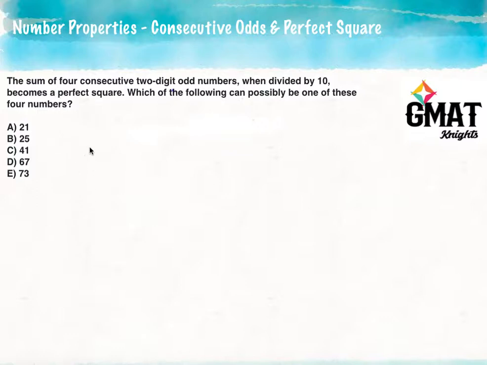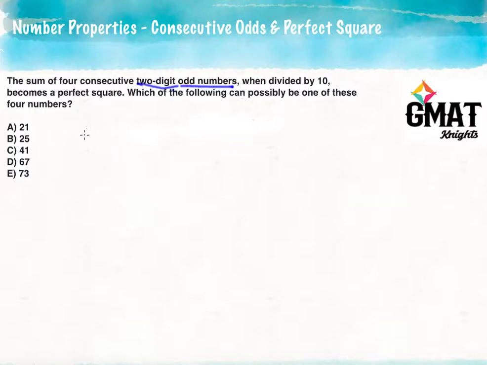Okay, so the question says the sum of four consecutive two-digit odd numbers when divided by 10 becomes a perfect square. So we are talking about the sum of four consecutive two-digit odd numbers, and this sum is actually going to be a multiple of 10. Only then can we say that it is divisible by 10, and that results in a perfect square or some other integer, right? So we need a sum of four consecutive two-digit odd numbers such that the sum ends in a 0, because a number that is a multiple of 10 has to end in a 0, right?